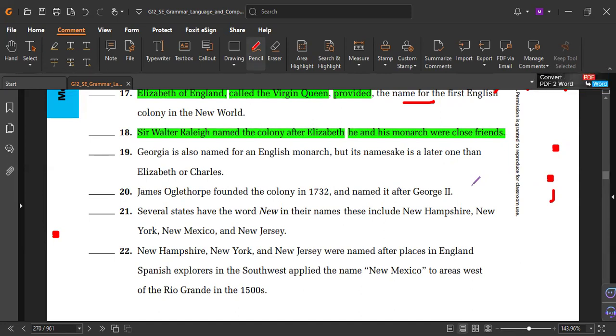Now for number 19, is there any mistake? Number 19? I think number 19... After Georgia. So why do we need it? What do you mean why? Now why do you need a comma after that? Because it makes more sense.